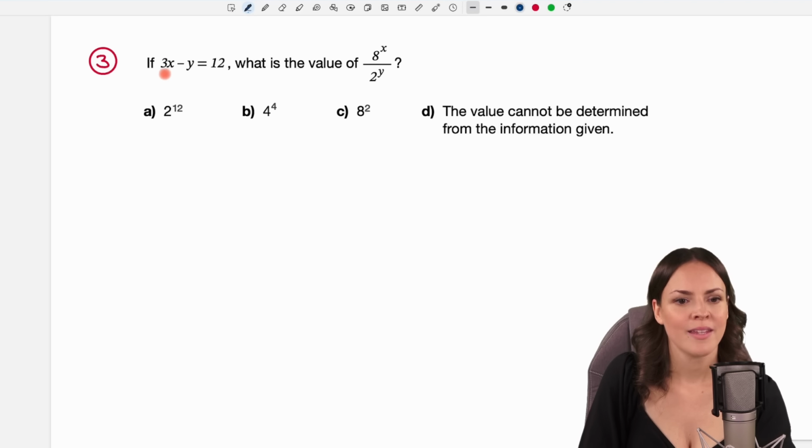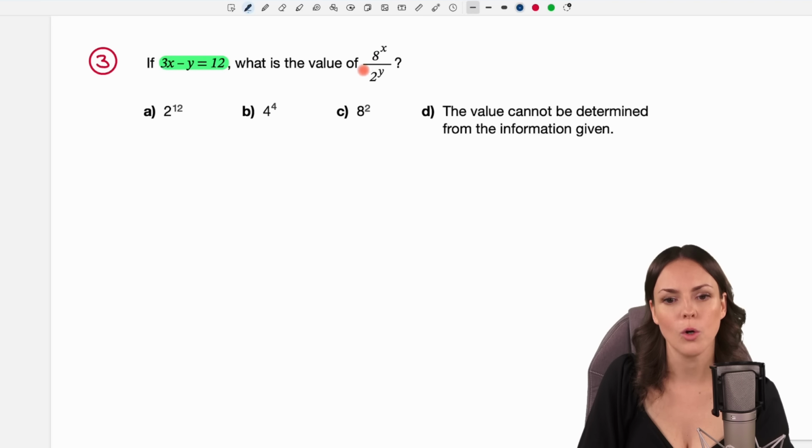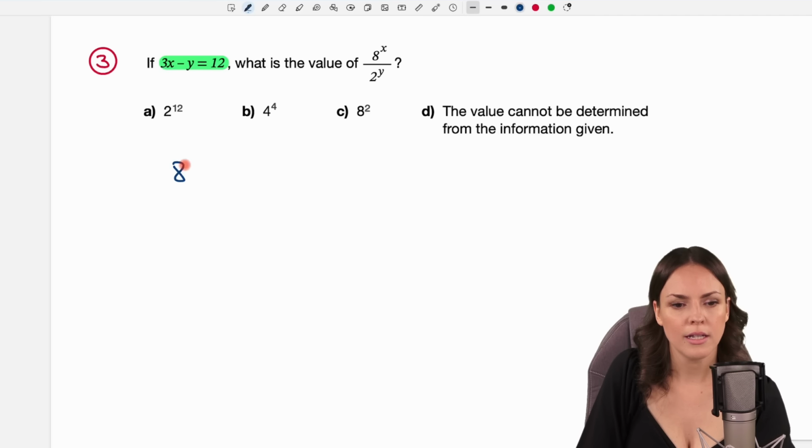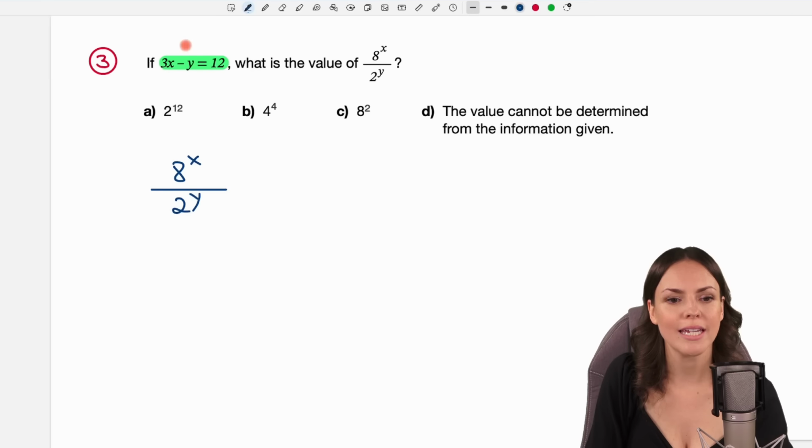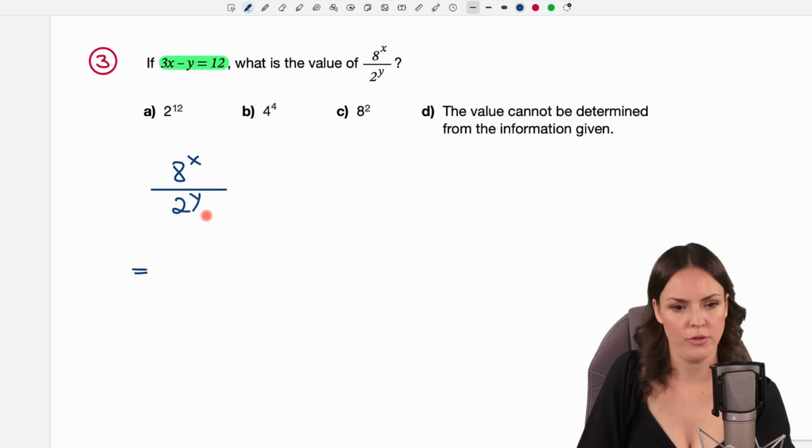Number 3. If 3x minus y equals 12, what is the value of 8 to the power of x over 2 to the power of y? This time, one of the answers is the value cannot be determined from the information given. So we keep this in mind that this could happen. But for now, we take this expression and let's try and simplify it. And let's see when we can use this equation here. So let's keep this in mind that we have this information. But let's see what we can do here first.